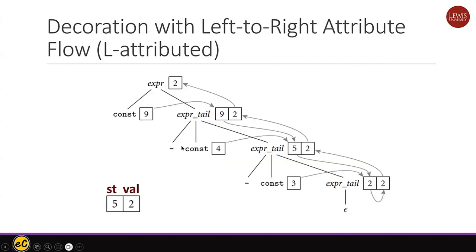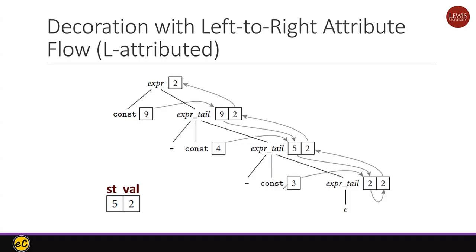And then for the L-type attribute, you pass your value to the right-hand side. It evaluates, and you pass the value to the right-hand side. So right here you have a 9 expression, and then expression 2 or tail will be 9 minus some value. 9 is passed over, and then there is a constant 4. So 9 minus 4 becomes 5. 5 is passed over to the right-hand side.